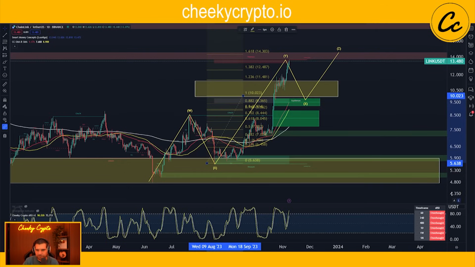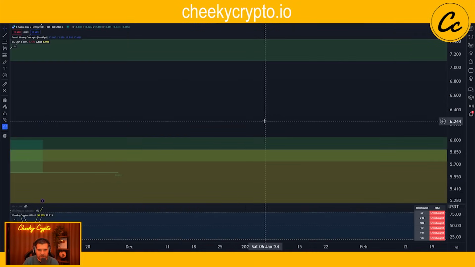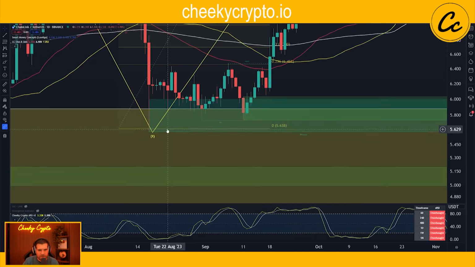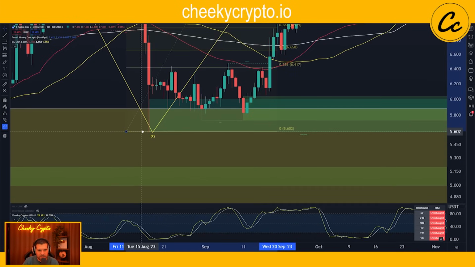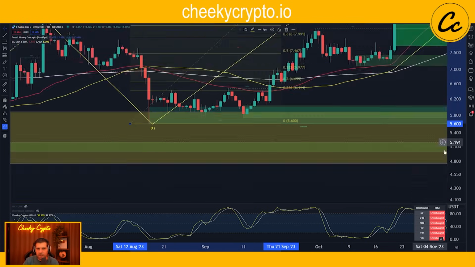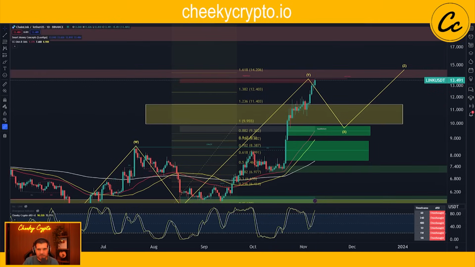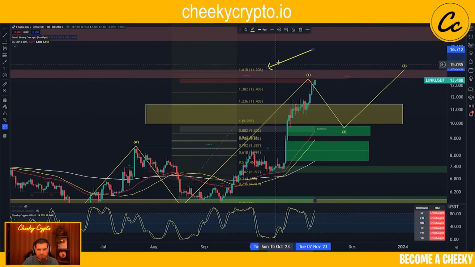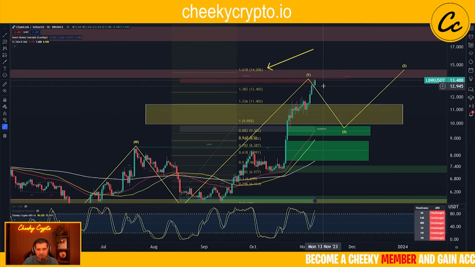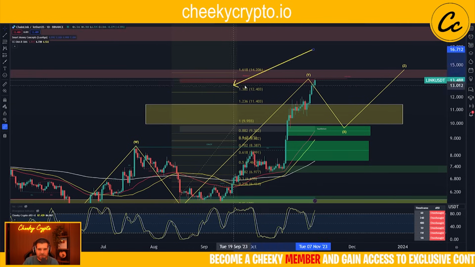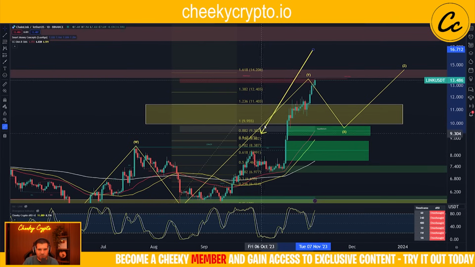You can see here, I'm going to make sure I get this super accurate for you guys. So I'm going to find this wick right here. We're going to put that down. That wick down here is a low of $5.60 exactly. There we go. And then just scale this back out. So what you can see here is that the 1.618, this area just here, is $14.20.6.